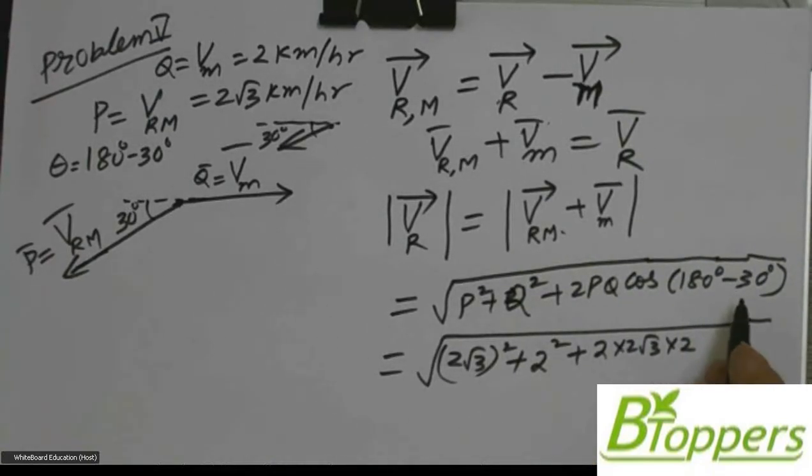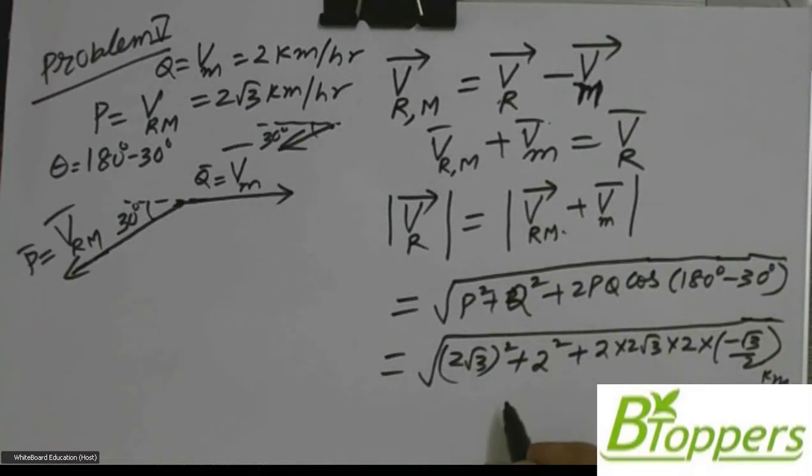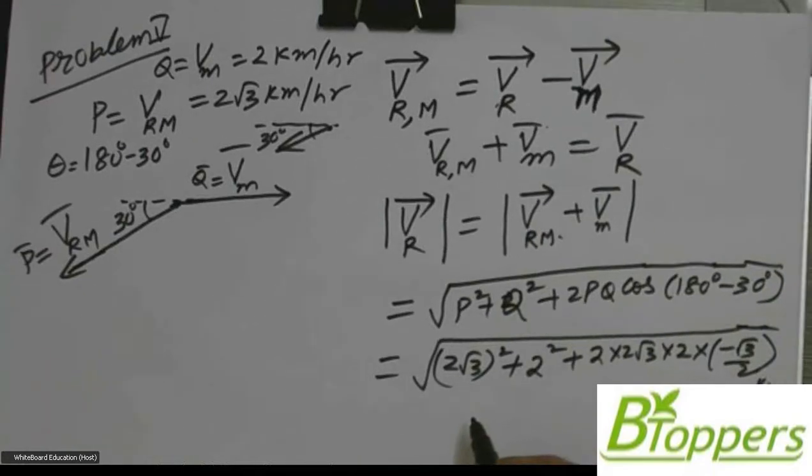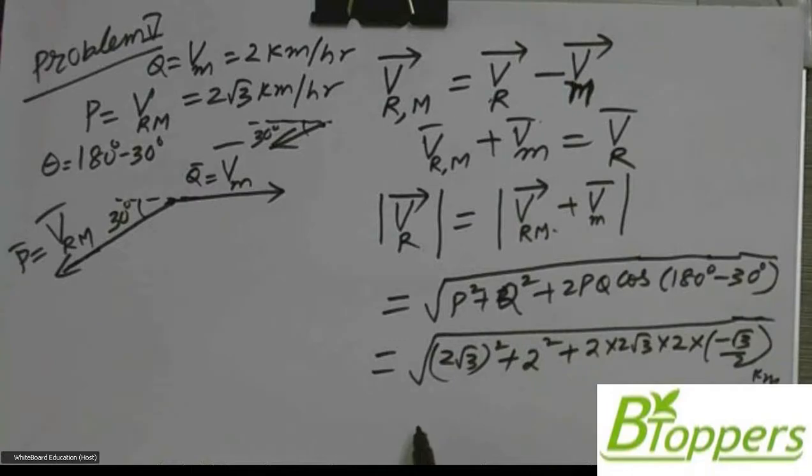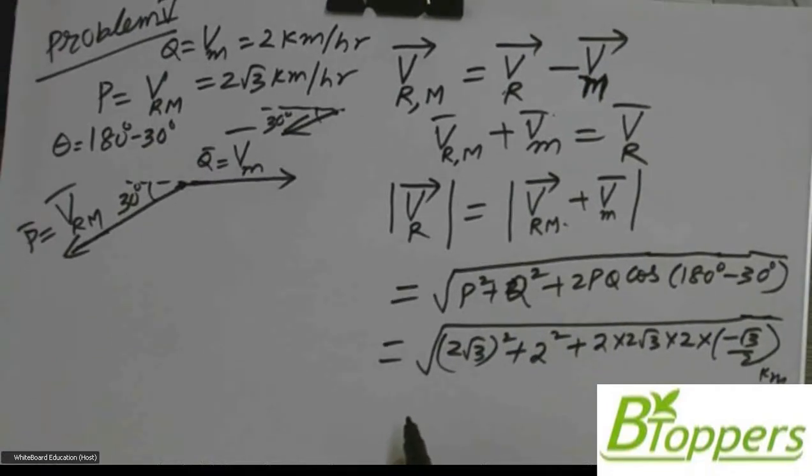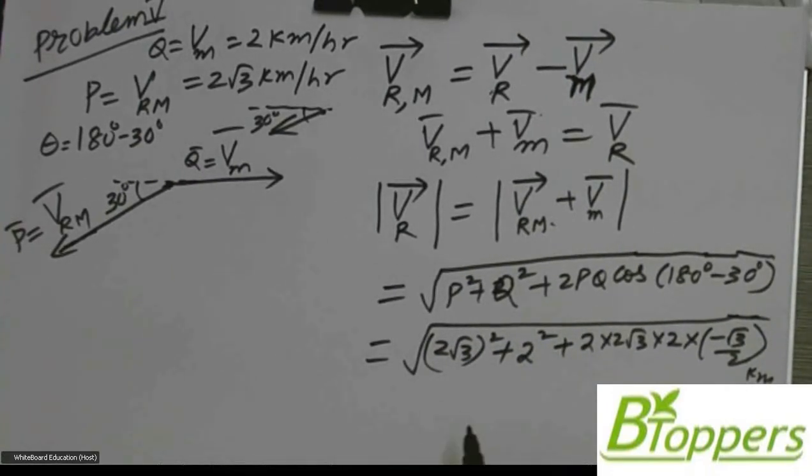Cos 180 degrees minus 30 degrees is equal to minus cos 30 degrees. So that will be minus root 3 by 2. You can simplify this yourself. And if you simplify this, you get 2 km/h.